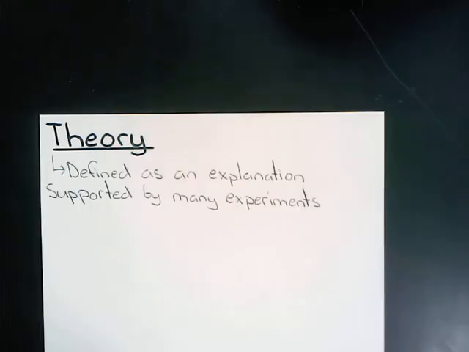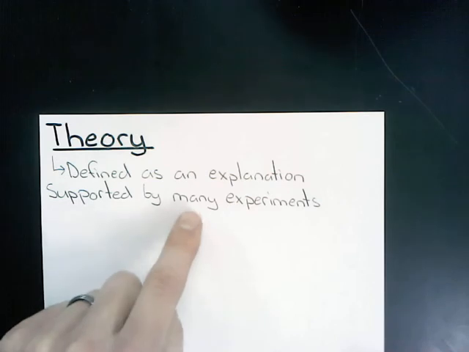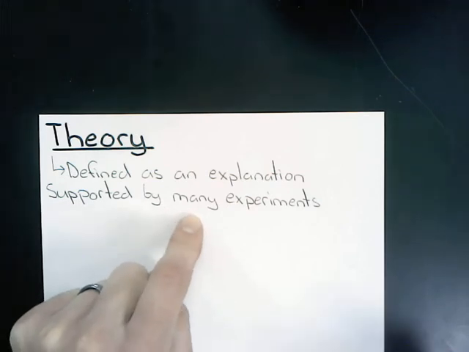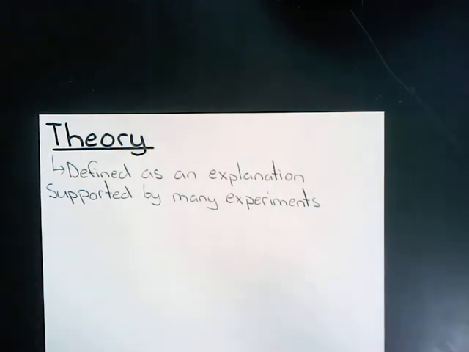So a theory is defined as an explanation supported by many experiments. Now, a couple of key things with a theory. Again, this many experiments is very important. So you may get conclusions that support your hypothesis, and then further experiments go on to help support that hypothesis and provide more details or more explanation as to why that particular idea or concept is happening.